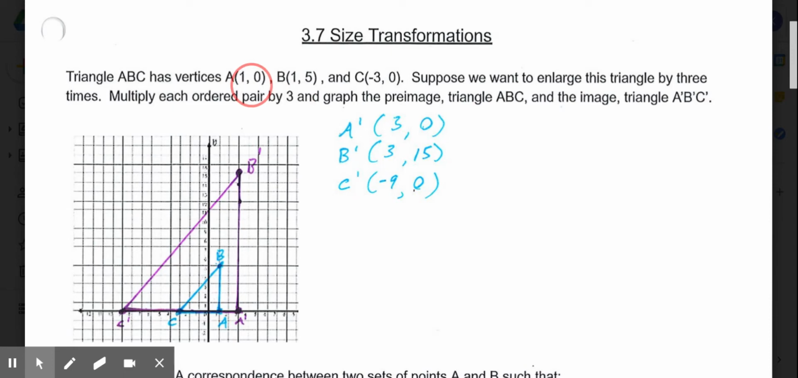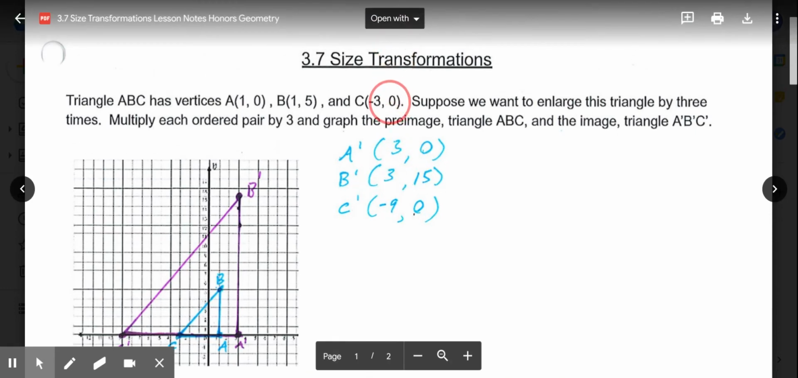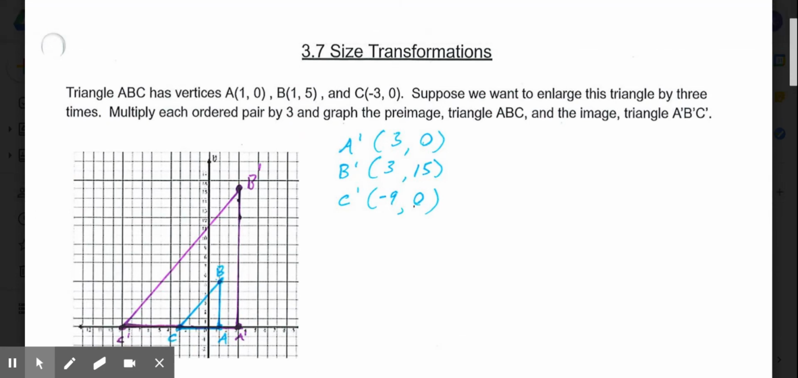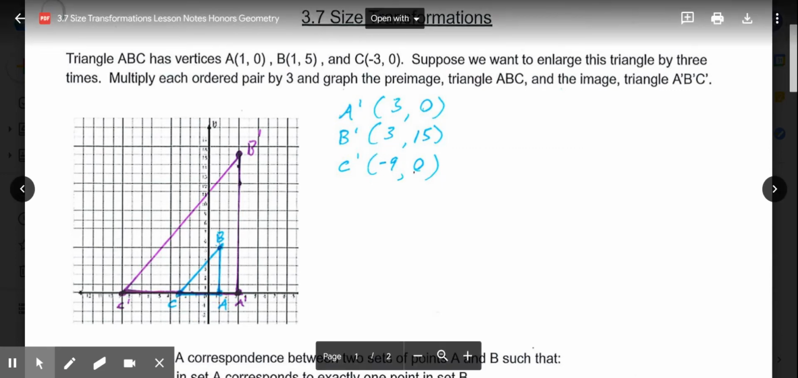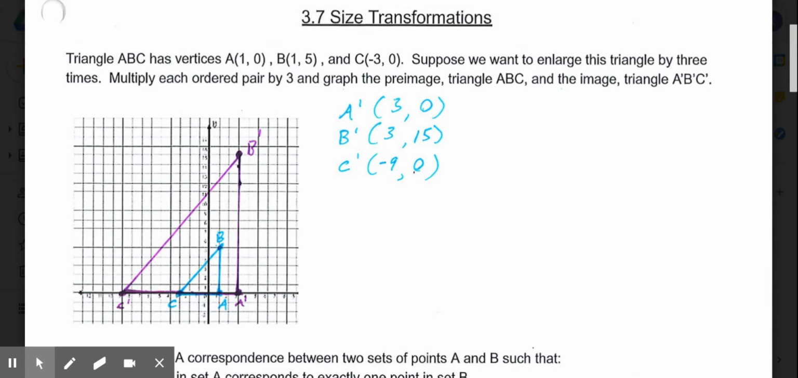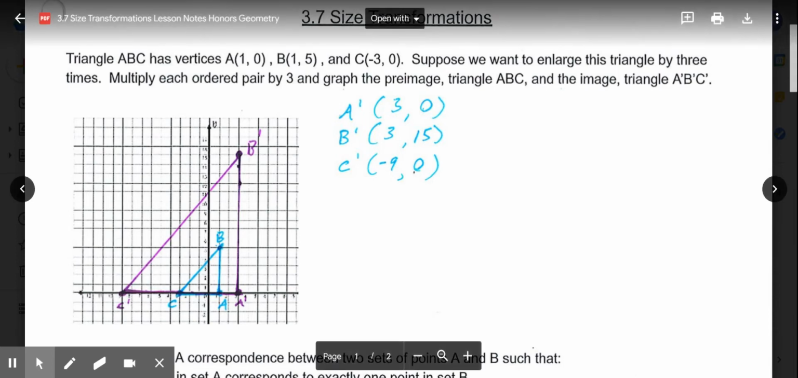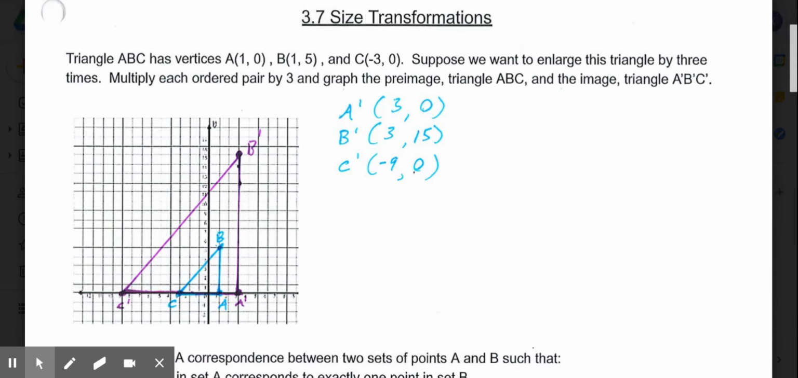So (1, 0), both multiplied by 3, would give me (3, 0). For B, (1, 5), both multiplied by 3, would give me (3, 15). And for C, (-3, 0), multiply both by 3, is (-9, 0). So then you plot those 3 coordinates, A prime, B prime, C prime, connect them, and you have your similar triangle that is 3 times larger than the original pre-image.